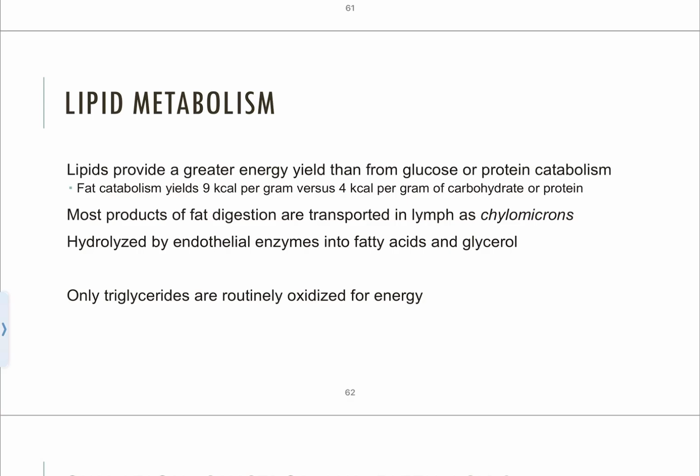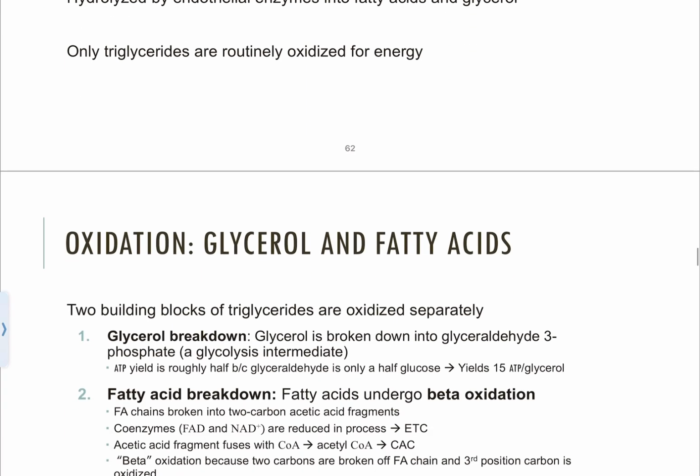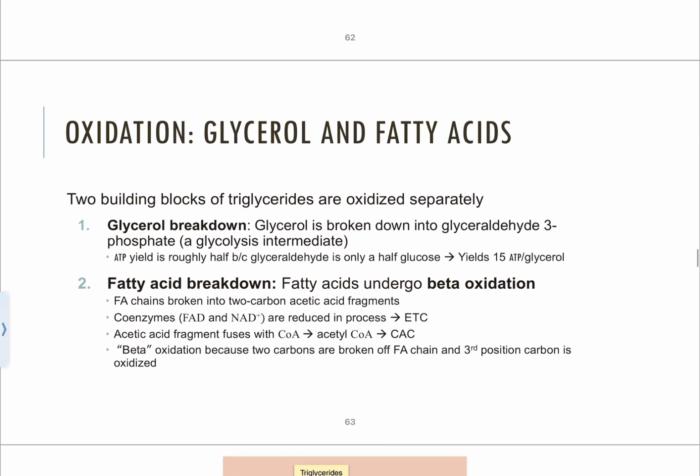And then eventually we're going to have enzymes that hydrolyze those lipids, giving us fatty acids and glycerol that can be taken up and utilized by our body cells. Only our triglycerides are routinely used and oxidized for energy. And we have two different pathways because they have two different building blocks. So we have a pathway for our glycerol and we have a pathway for our fatty acid chains.